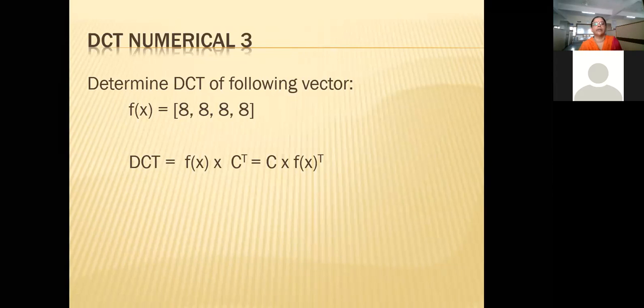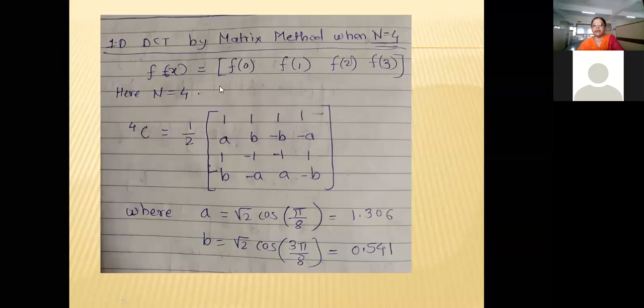Okay, so here in this example, f(x) length is 4. So we need to use the discrete cosine transform coefficient matrix of size 4 by 4, because here your x varies from 0 to 3 as well as u varies from 0 to 3. So we need to use the DCT transform coefficient matrix with these particular values. Here f(x) length is 4, that is N is equal to 4.